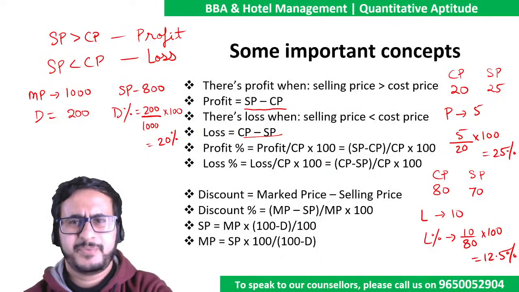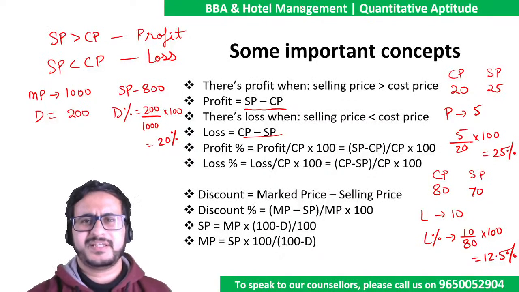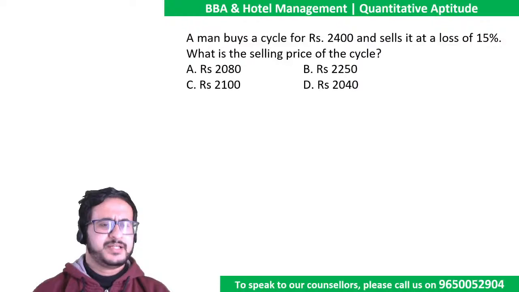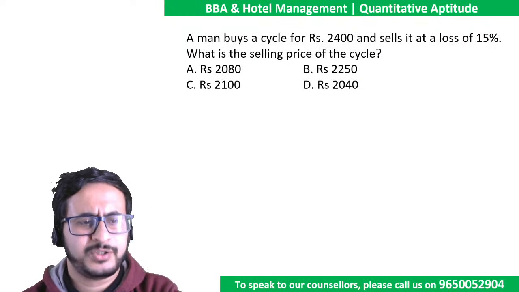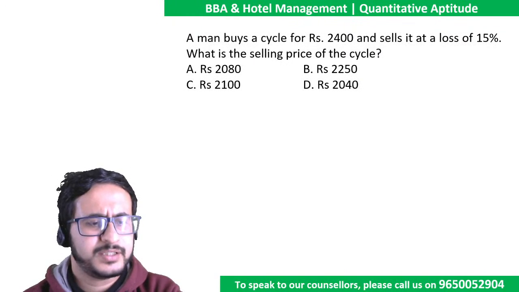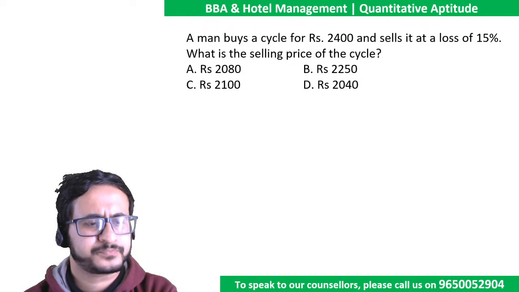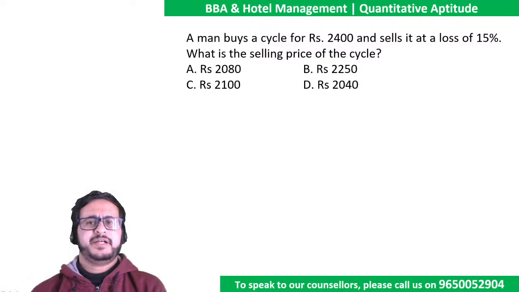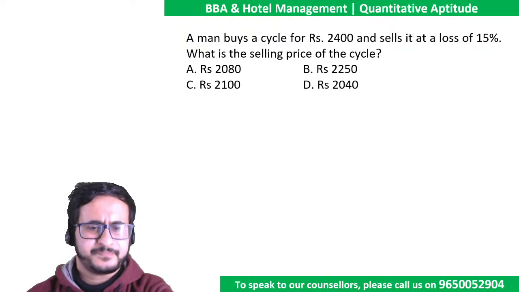Okay. So let us practice a few basic questions on these concepts. Let's begin with the first question. All questions are related to the concepts that we have done today. Here's the first question. A man buys a cycle for rupees 2,400 and sells it at a loss of 15%. What is the selling price of the cycle?